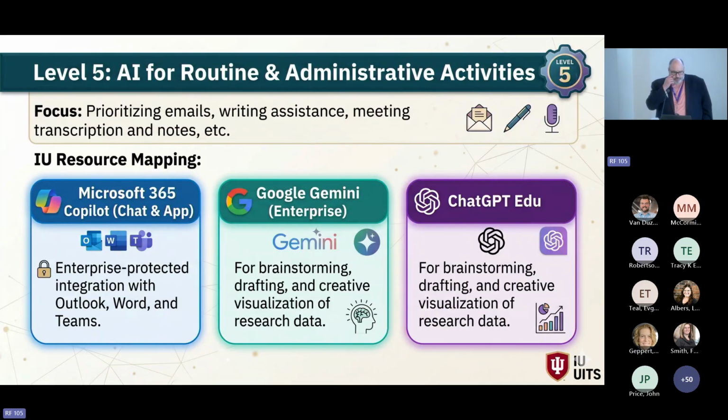Level 5, the AI for routine administrative activities. We have lots of resources there. We got Copilot, Gemini, ChatGPT. I tend to bounce around a little bit. Sometimes I'm a GPT fan, sometimes Google Gemini. I do not use Copilot much. Some of you may find it useful. So that's some of the stuff. I want to show you some examples here.